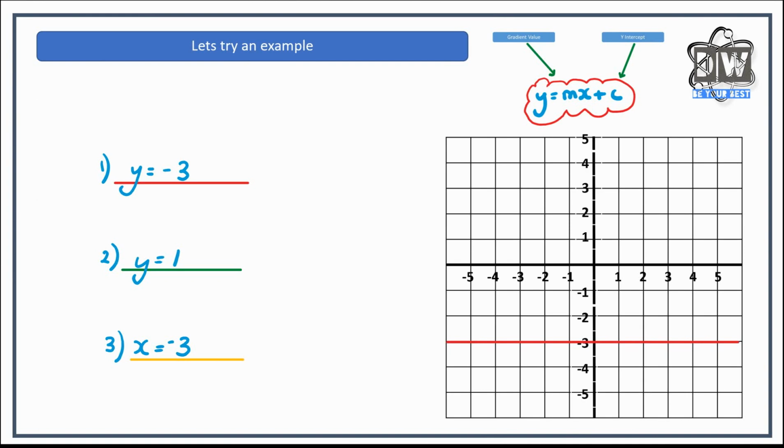Where would the second one go and where would the third one go? Pause the video, do them, and come back and see if you've got it correct. Okay, so the second one runs there. So that's the parallel one.